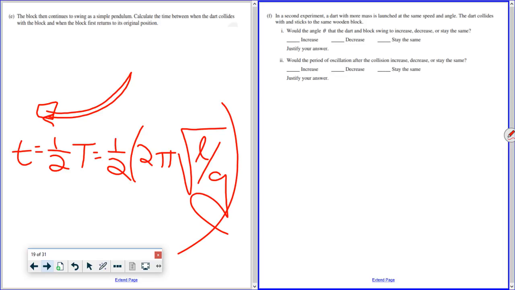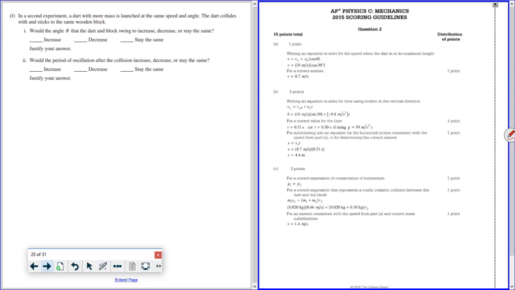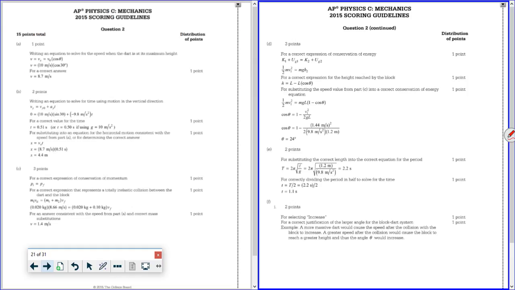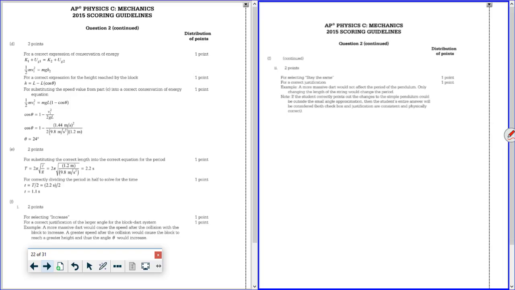So again, did anybody look at the grading on that? What was this, 1 point or 2 points? Did you look at it, Molly? Oh, I'm sorry. Do you want the answer? Sure. Yeah. What does it say? So like, similarly worded. See, it's hard to say, isn't it? So the more massive the dart is, it would cause the speed after collision to increase. Gotcha. Yeah, actually, I just realized I pasted it in here.